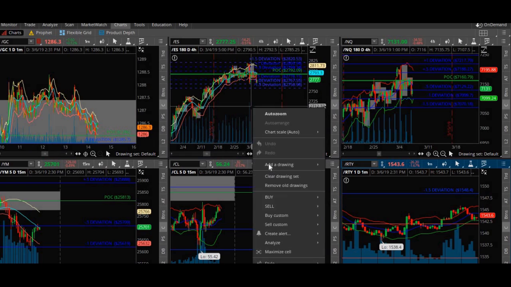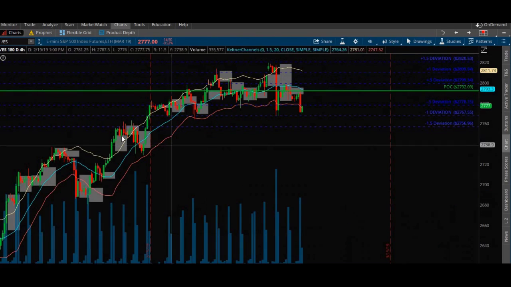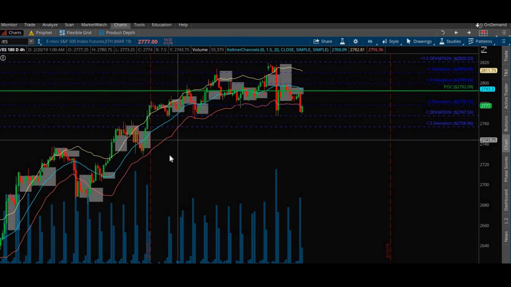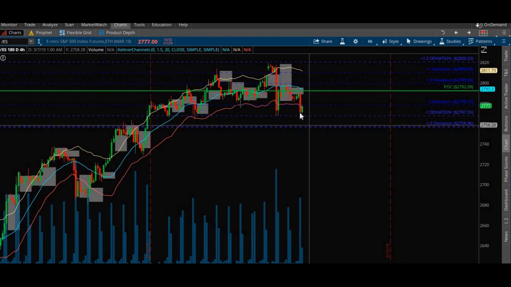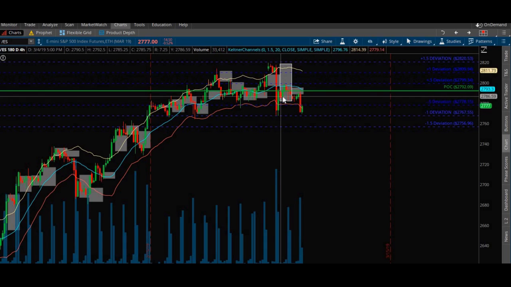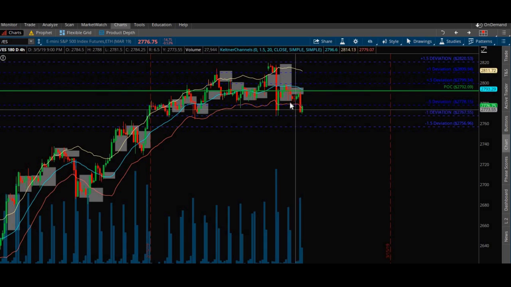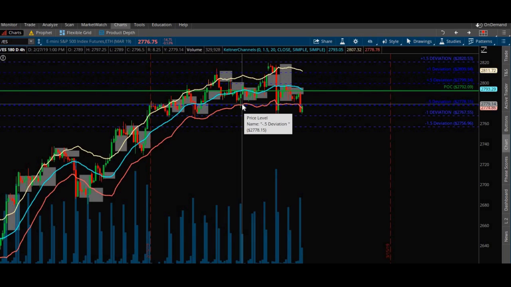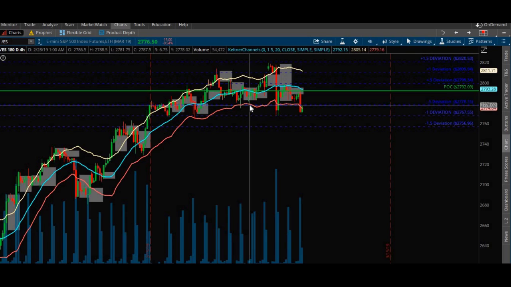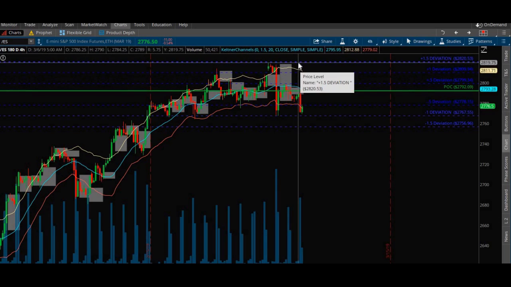So let's go ahead and pull up the /ES right here, and this is a 4-hour chart. So you're looking at 4 hours worth of price action, so each bar is 4 hours, right? And slowly but surely we are working our way back down into what I call a demand zone, which is supply and demand. So I'm looking at this area being demand and this being supply.